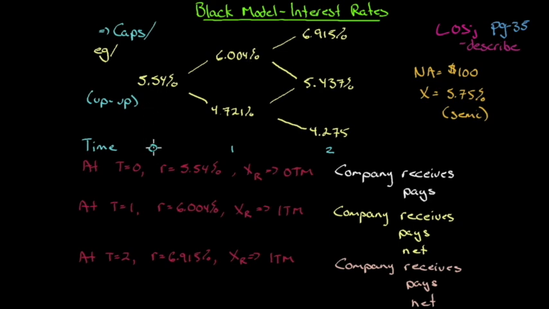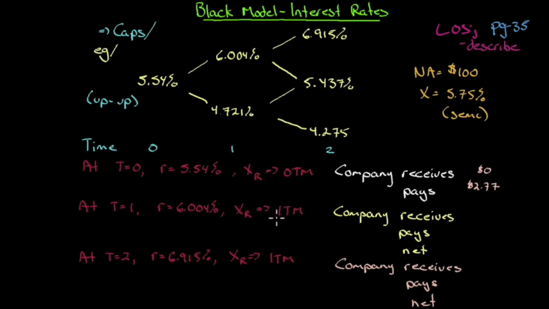So this is time period 0, this is time period 1, time period 2, and this is the rate at the end of that time period. This is the rate that we would have to pay. So at time t equals 0, r equals 5.54, our option is out of the money. So if this were our first expiration date, our option is out of the money. So the company receives 0 from the option. And the company pays what? Well, this is semiannual. It pays 5.54% on an annual basis, semiannually. So it'll pay $2.77. Nice and simple.